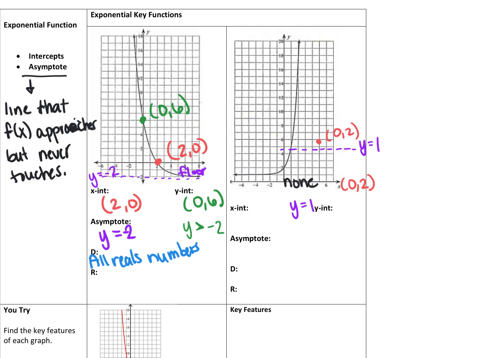The domain of every exponential is all real numbers. The range of the exponential function, remember, we have a floor sitting here, but you can't touch the floor. And because it's a floor, you have to be above the floor. So y has to be above, that's greater than, but you can't touch, so it's just greater than the floor value, which is 1.